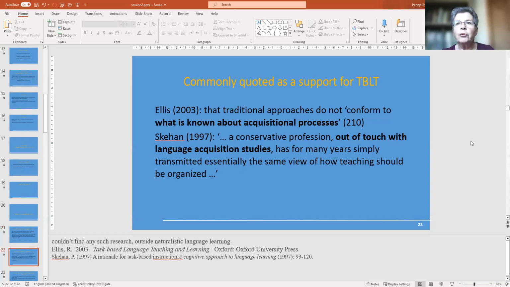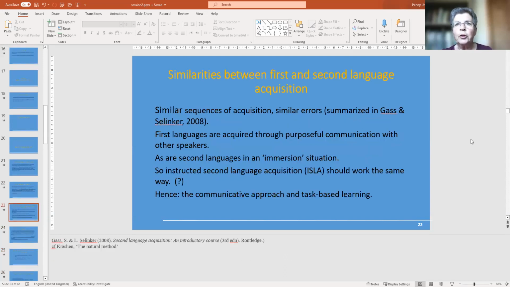Okay, this is just emphasizing the point that very frequently TBLT is claimed to rest on what is known about natural language acquisition, but this tends to be, as pointed out by Spada, whom I'll come on to in a moment, based on naturalistic language acquisition. The similarities found within naturalistic language acquisition studies are firstly similar sequences of acquisition. In other words, the order in which grammatical structures are acquired seems to be the same whether you're learning something as a second language or as a first language.